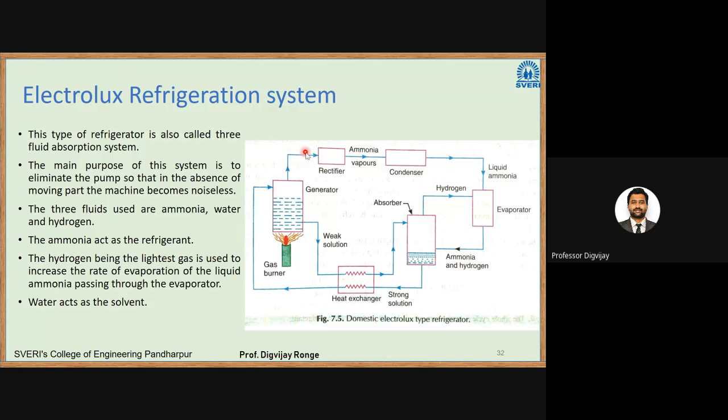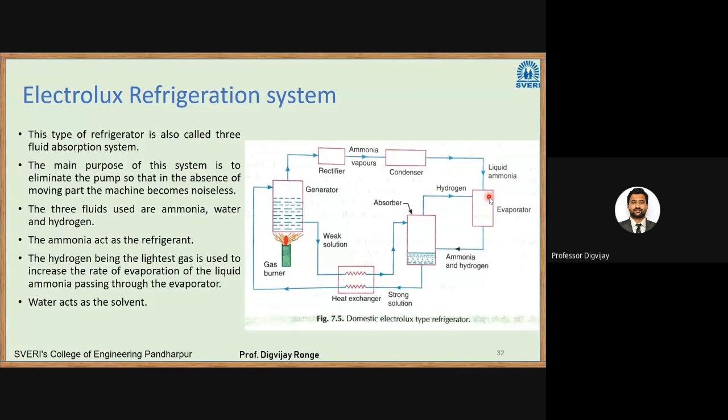It will be passed to the condenser. Okay. First it will pass to the rectifier. Water vapors are removed, if any. Then it is passed to the condenser. It is converted into liquid ammonia. And whatever water is separated, it is passed through the absorber. Okay. Then whatever liquid ammonia coming out of the condenser, it is passed to the evaporator.